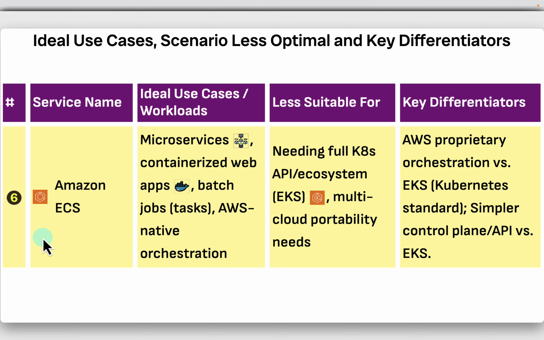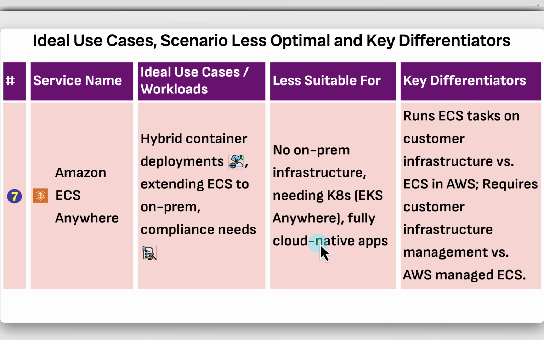Next, Amazon ECS. Ideal use cases are microservices, containerized web apps, batch jobs, tasks, and AWS native orchestration. It is less suitable if you need full Kubernetes control or API ecosystem. For that, EKS is more suitable. Also multi-cloud portability needs. Key differentiators are AWS proprietary orchestration versus EKS, which is Kubernetes standard. Simpler control plane and API versus EKS.